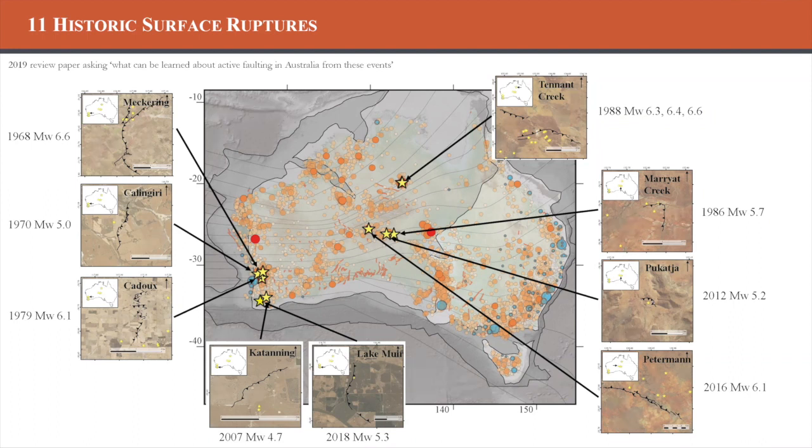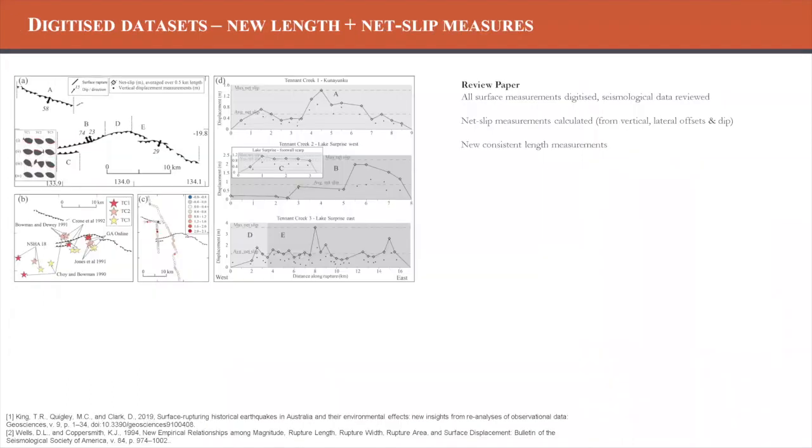So last year I wrote this review paper looking back at all of the historic literature I could get my hands on describing these earthquakes, because I wanted to learn about what we could say about active faulting in Australia based on decades of earthquake science since the first of these events happened in 1968. So what I did is I digitized all the historic data sets that included all the vertical offsets, lateral offsets, dip measurements, all the focal mechanisms, all the epicenters I could get my hands on, any sort of offset data in the surveying, anything I could get my hands on.